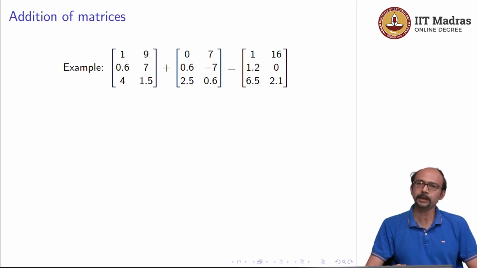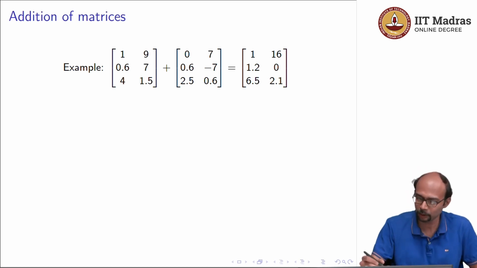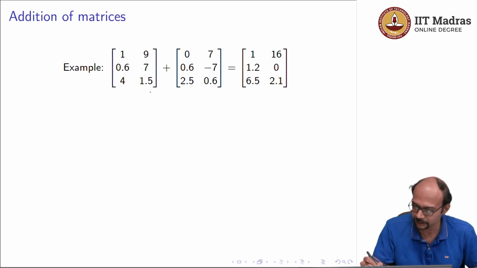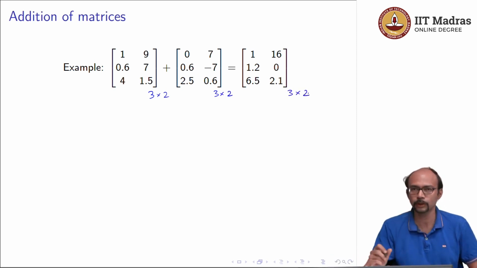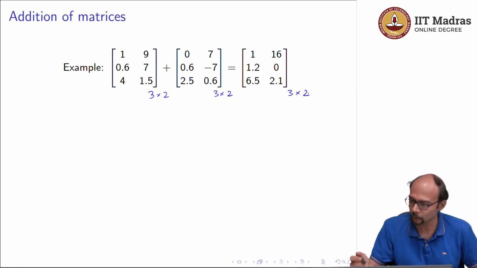The important part here is that when we add two matrices, they must be of the same size. That means they have the same number of rows and the same number of columns. Both matrices have the same number of rows and both matrices have the same number of columns. So for example, over here, this matrix has 3 rows and 2 columns. This matrix also has 3 rows and 2 columns, and hence we can add this. And the resulting matrix also has 3 rows and 2 columns. So how do we add this?